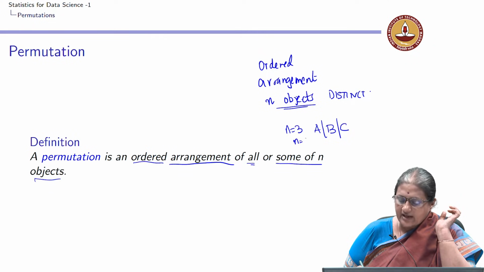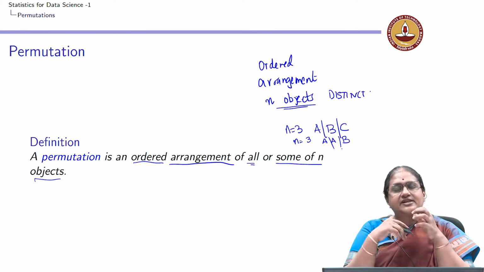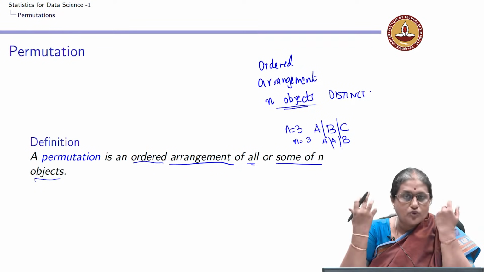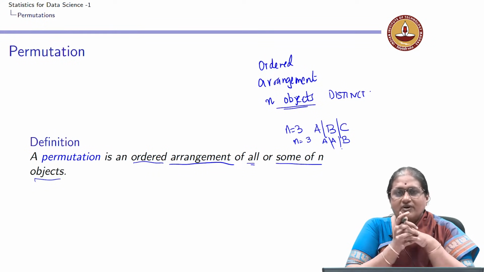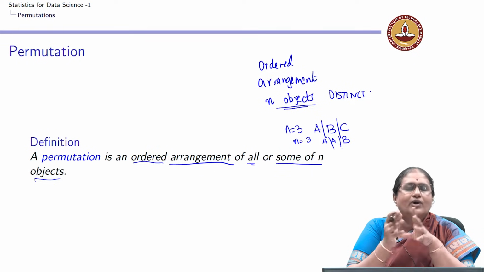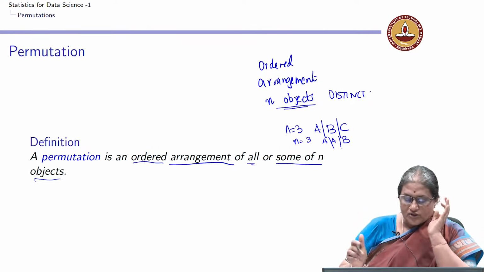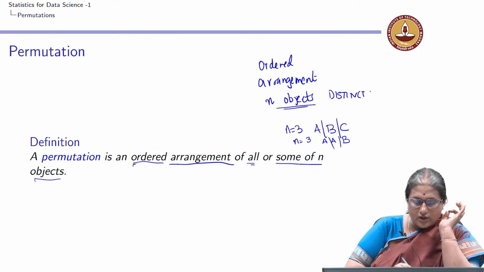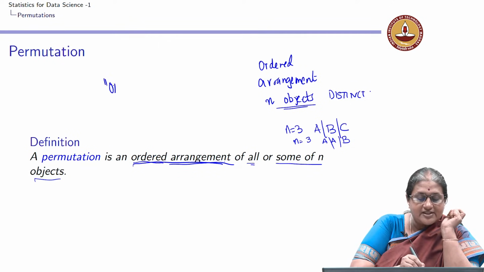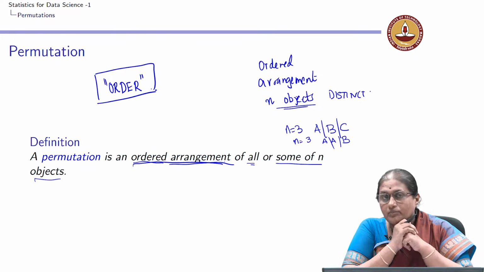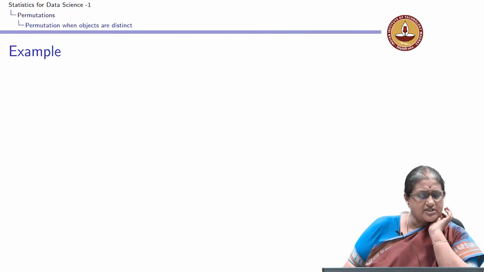I can again take n equal to 3 objects where I can have an A and B. It could be a case that I have 2 red balls and 1 blue ball. So, here I do not have all the 3 of them distinct, but if I had a red, blue and a yellow ball, all of them were distinct. So, now a permutation is an ordered arrangement. The key we need to notice here is this idea of order, and this is what defines a permutation.